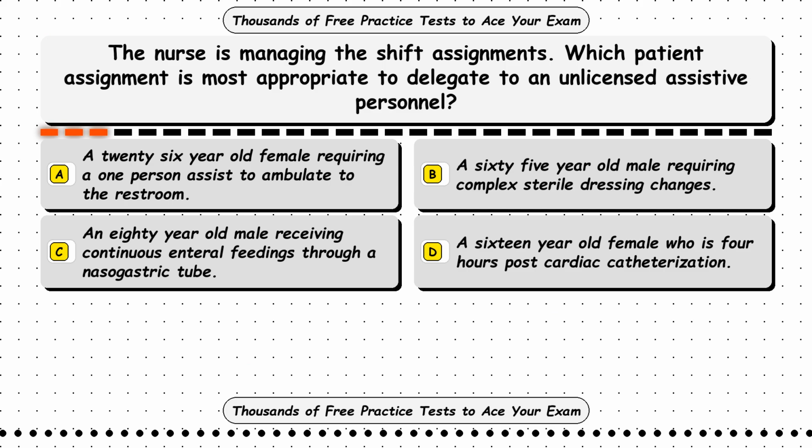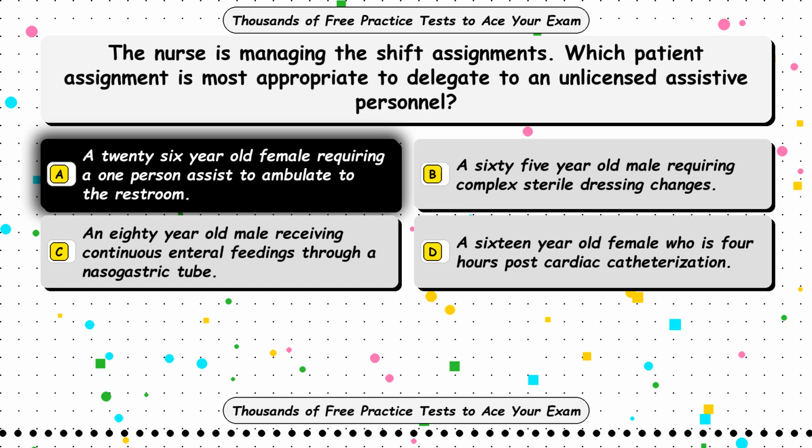Which patient assignment is most appropriate to delegate to an unlicensed assistive personnel? Option A. A 26-year-old female requiring a one-person assist to ambulate to the restroom. Option B. A 65-year-old male requiring complex sterile dressing changes. Option C. An 80-year-old male receiving continuous enteral feedings through a nasogastric tube. Option D. A 16-year-old female who is 4 hours post-cardiac catheterization.